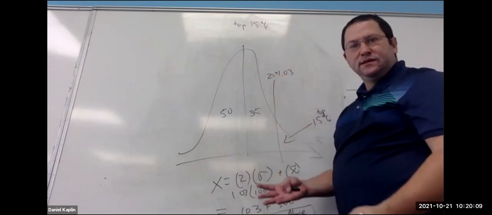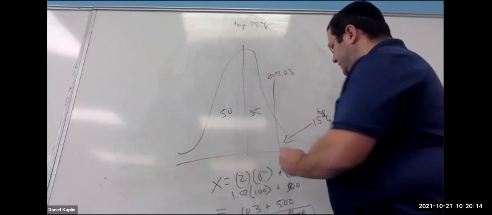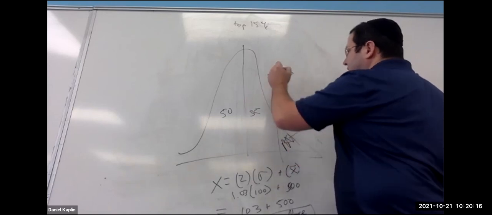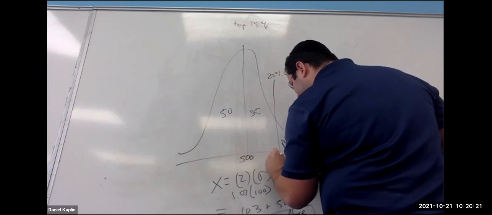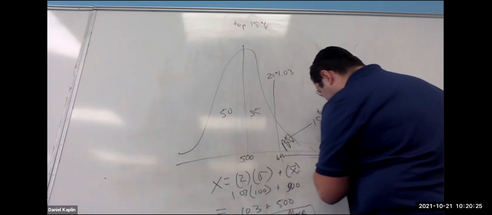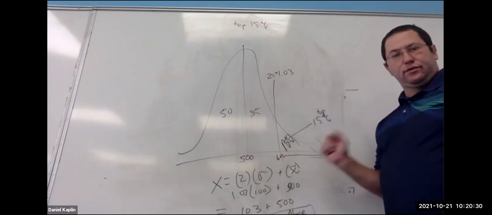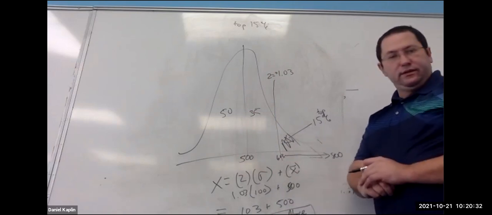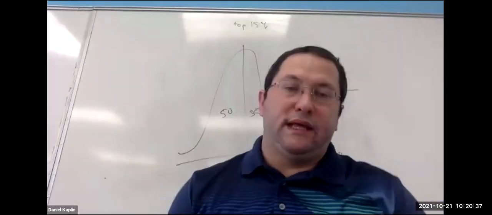Does that make sense? So now I've calculated the top 15%, and this is what I'm interested in. So the score would be, here's 500, here's 603. So the score would range between 603 and 800, right? That would be anything that's 603 or above would bring me to the top 15%. Okay, so that's pretty easy. Now we have one more before I let you go.